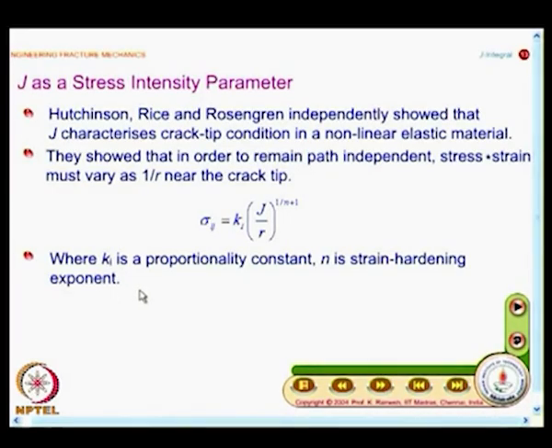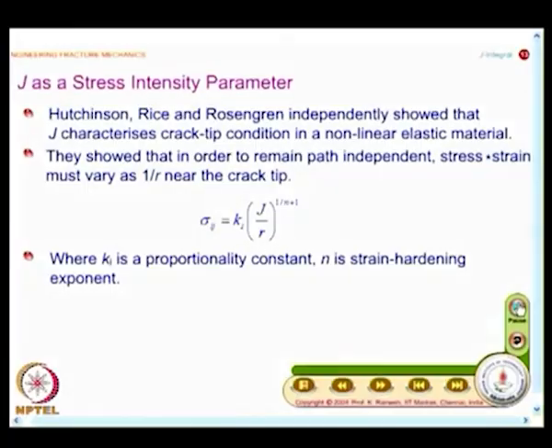If you recall, when we looked at Dugdale's model, the Dugdale model considered an elastic perfectly plastic material; it was not considering strain hardening at all. Once you come to J, people have looked at a different type of material model, and you do take care of the strain hardening aspect.